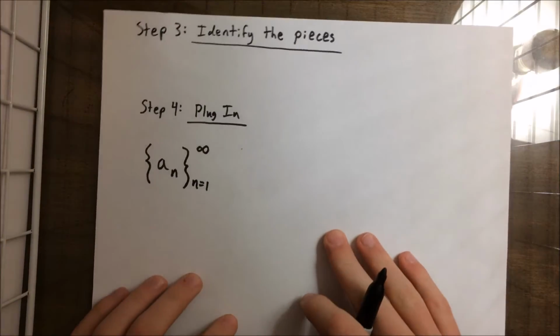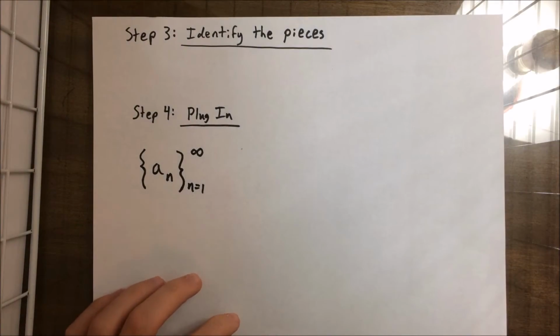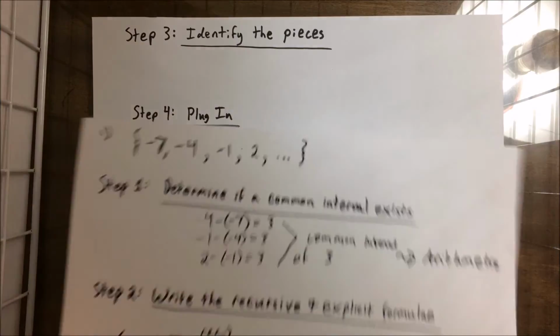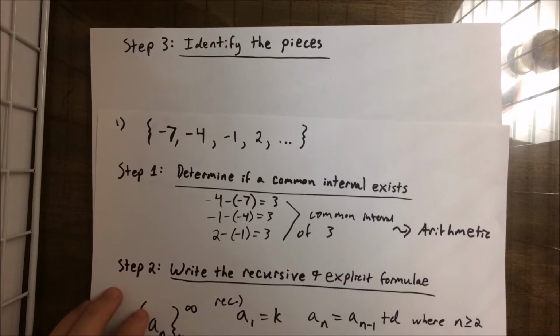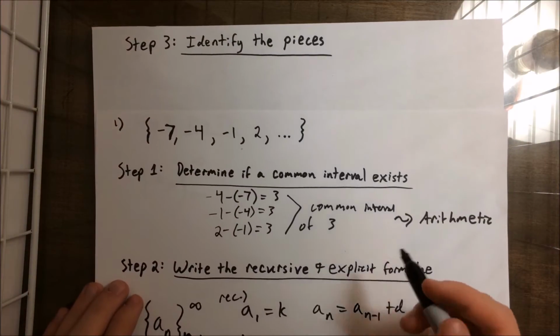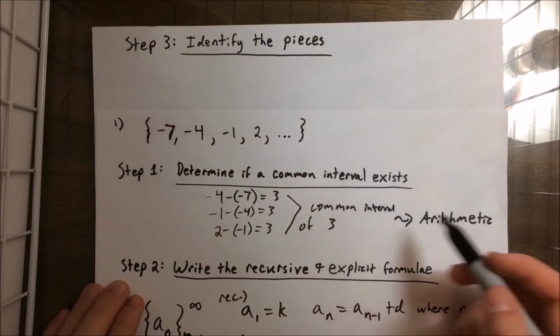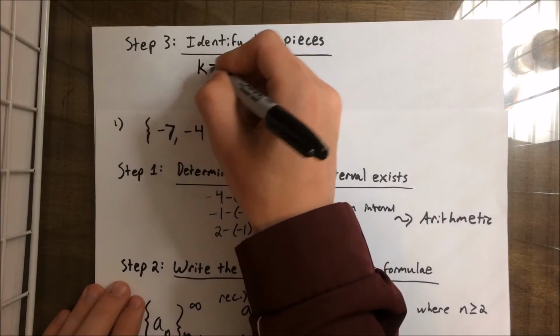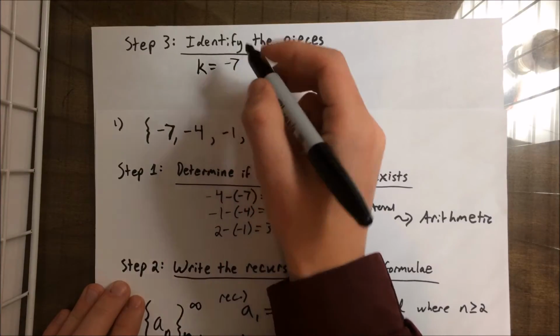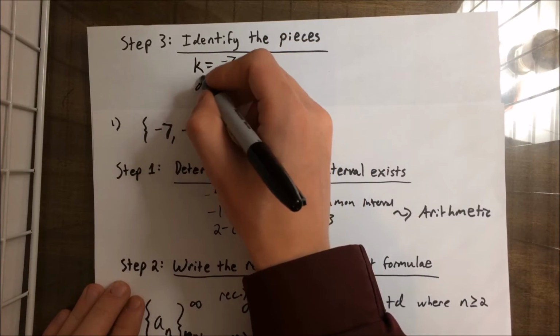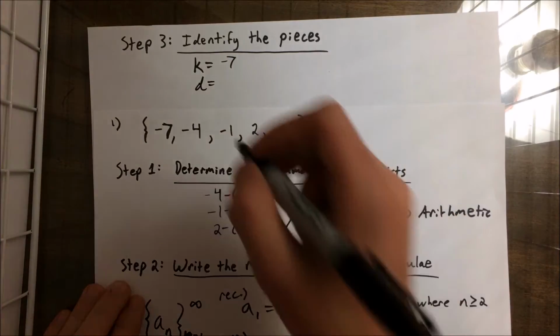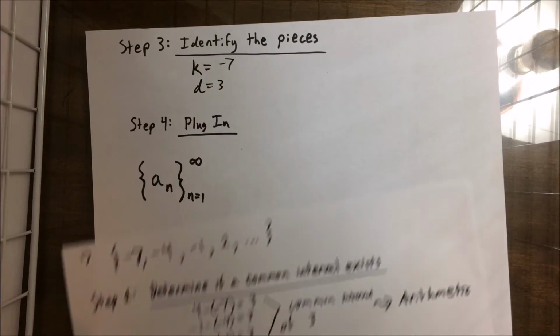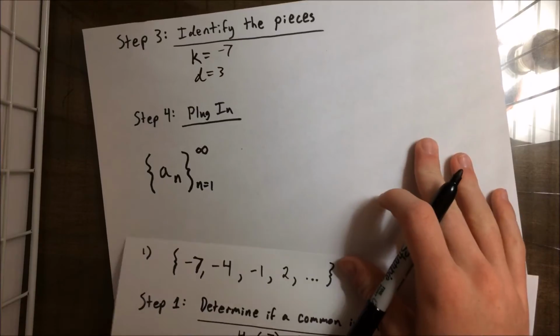Okay, so on to step 3. In step 3, we are going to identify the pieces. So in this one, we're going to have k, which is the first term, so that's negative 7, and then d is the interval of 3. Okay, and then step 4 is to plug it in.